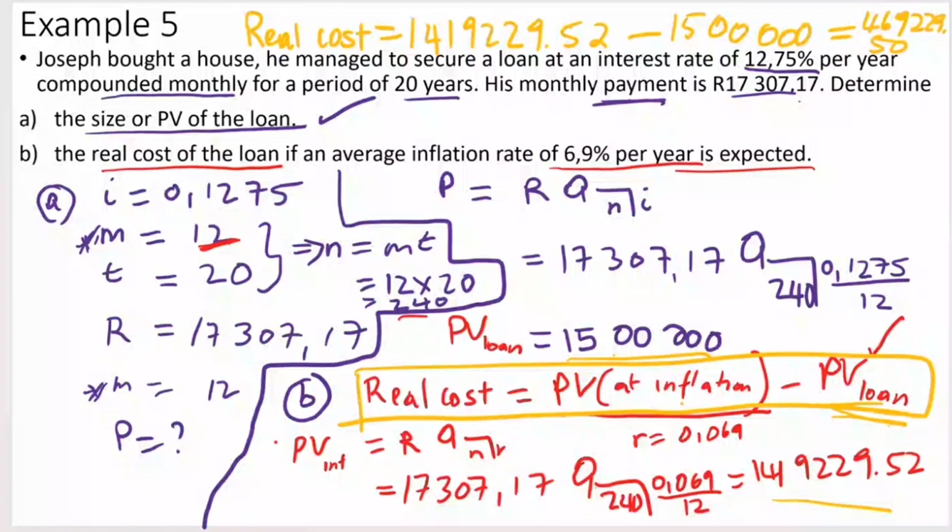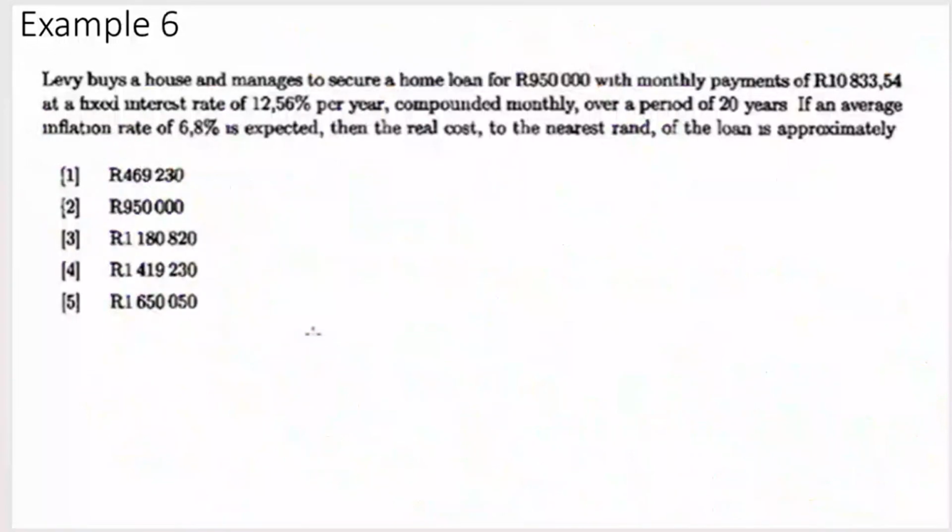Let us look at another example. You've got this question. Levi buys a house and manages to secure a home loan. So this is the home loan I told you. He gets a home loan of 950, that is the present value of his loan.